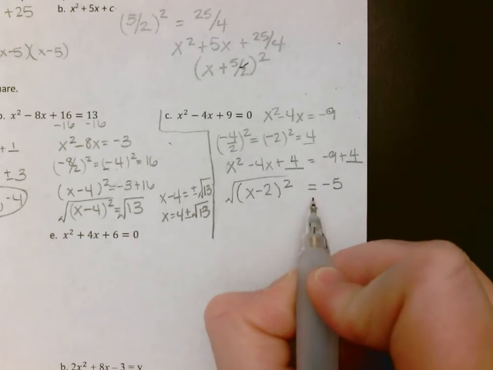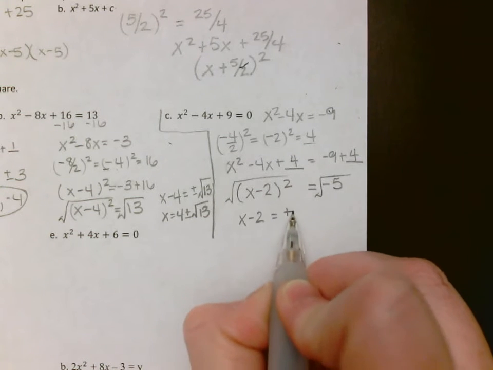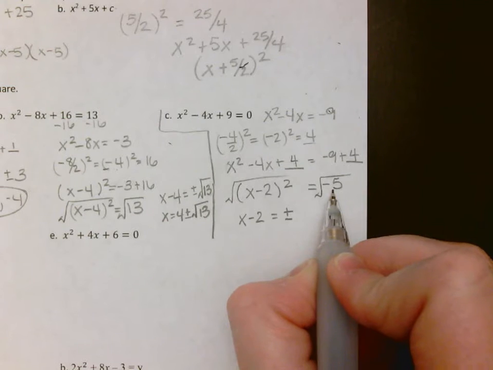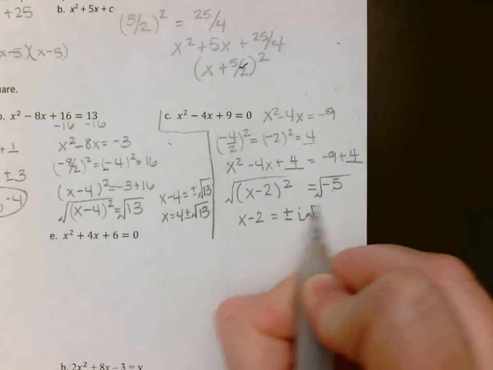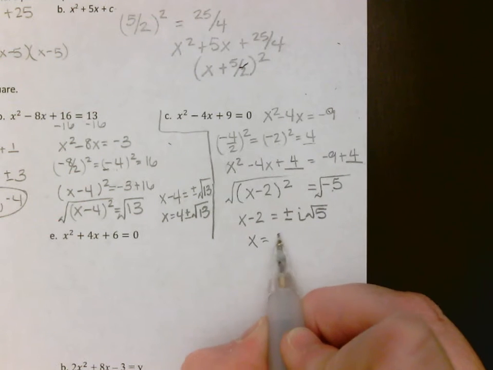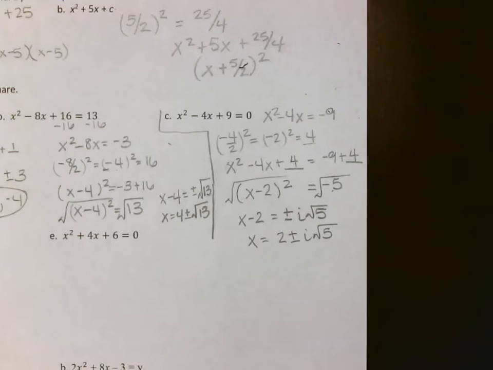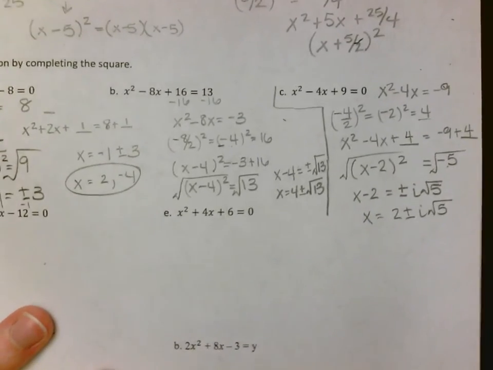Take the square root of both sides. X minus 2 equals plus or minus, this is negative 5, so it's going to be i square root of 5. Add the 2 over, x equals 2 plus or minus i root 5. Going to do E now. E.